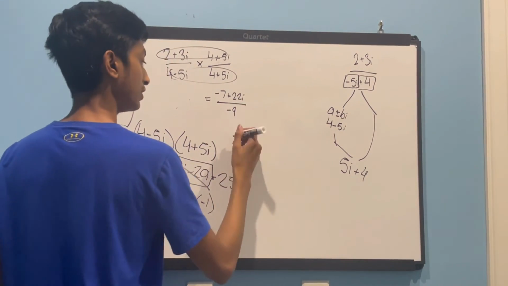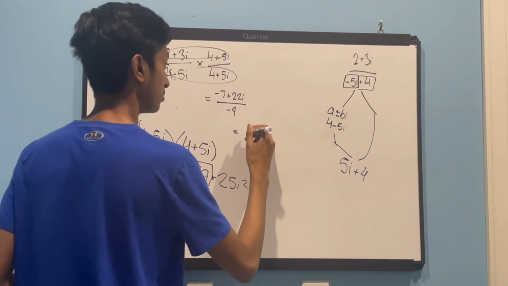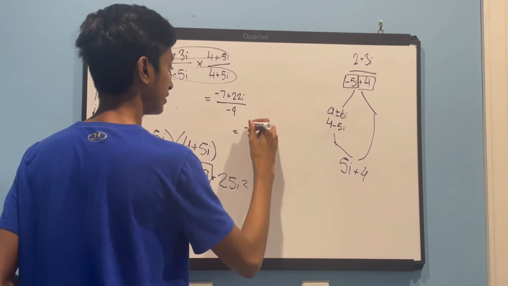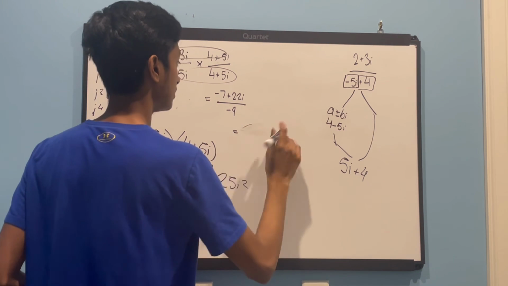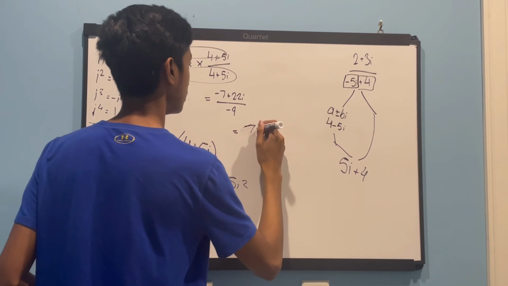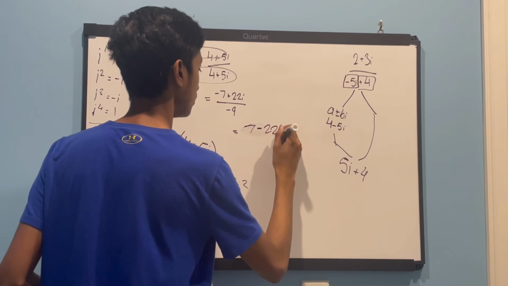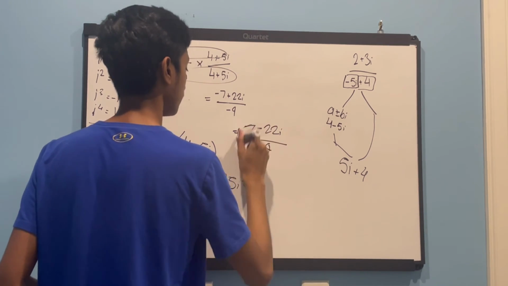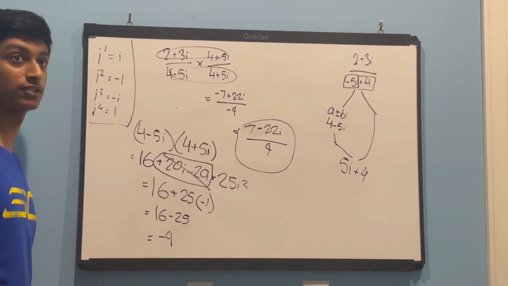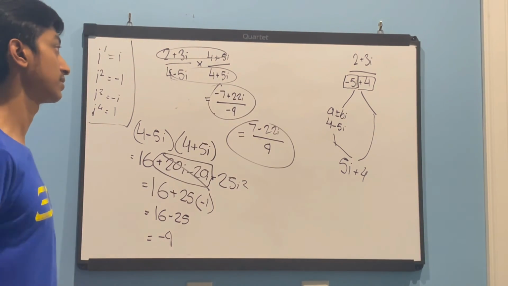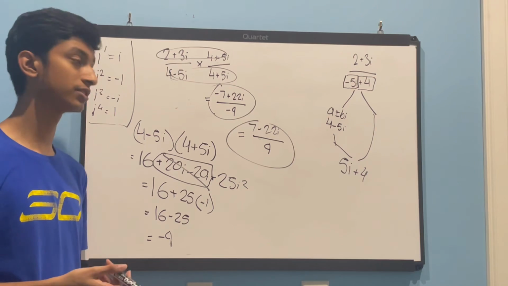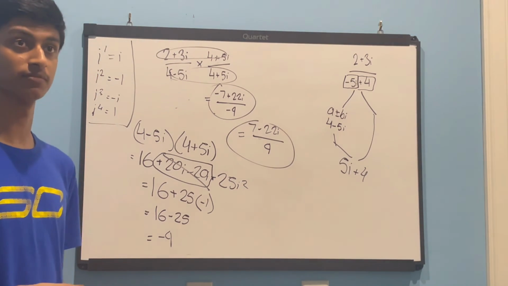Or actually, we can remove the negative at the bottom. So that would be negative 7 plus 22i over negative 9. Actually, let me rewrite that. That'd be 7 minus 22i over 9. And that would be your final answer. That's all. This is division, multiplication, subtraction, and addition. That's all of them.